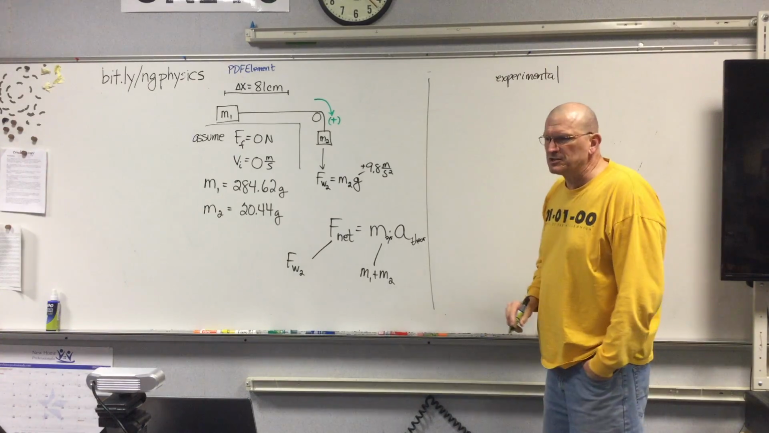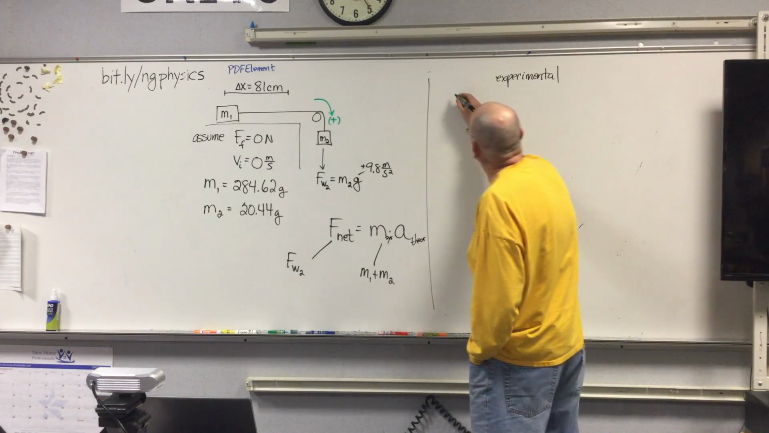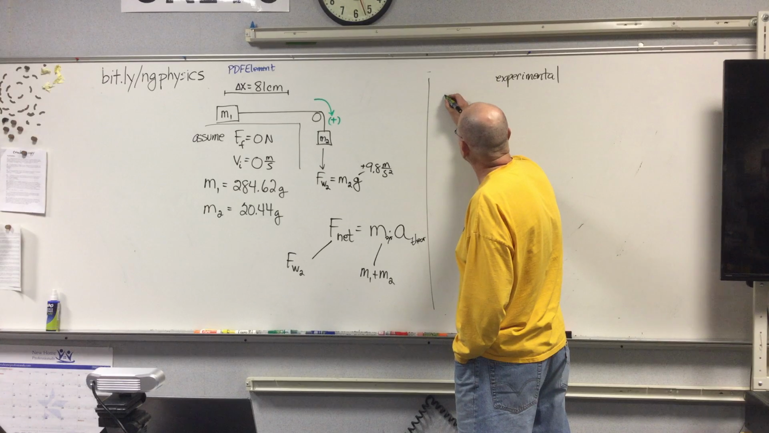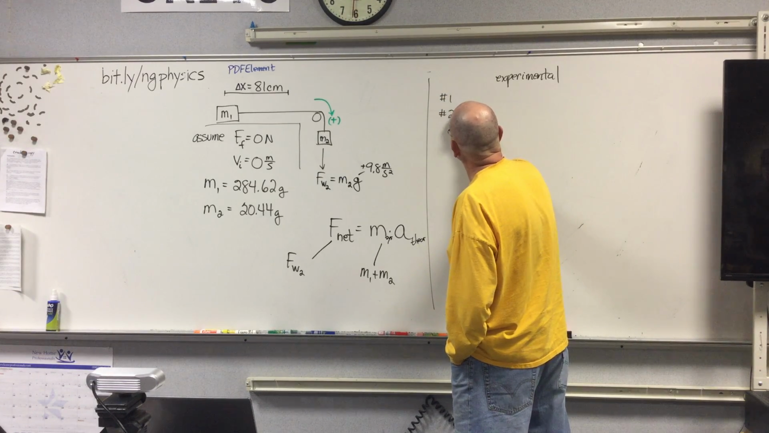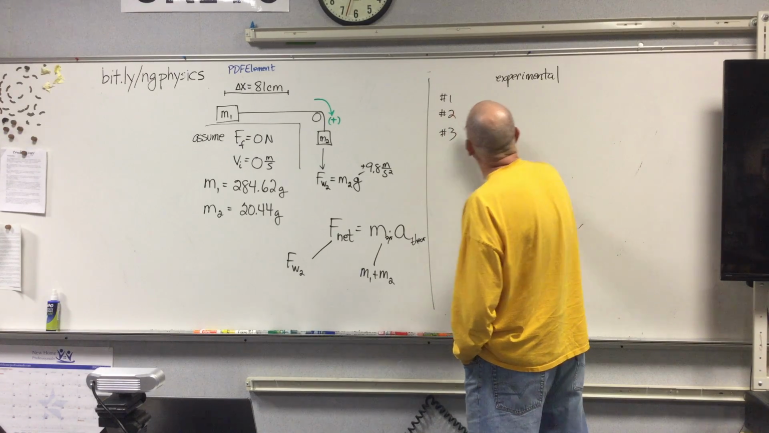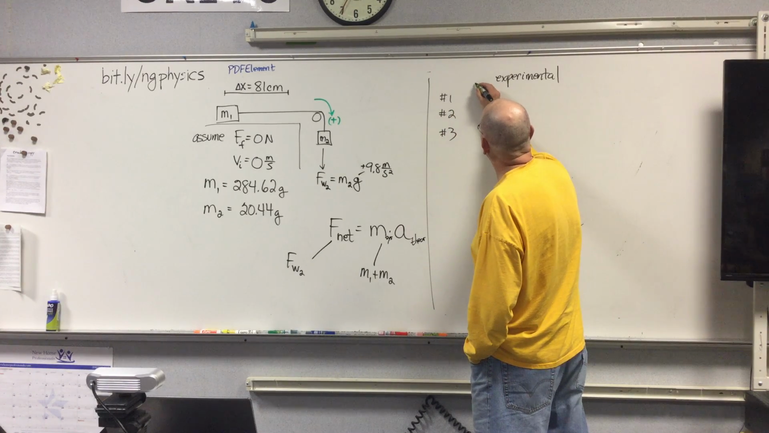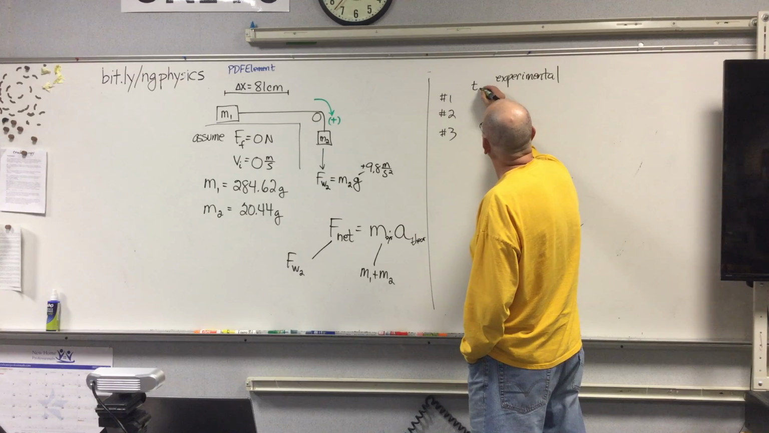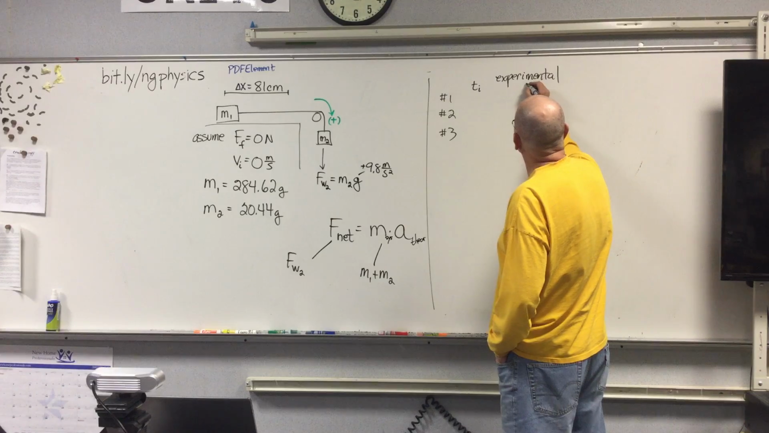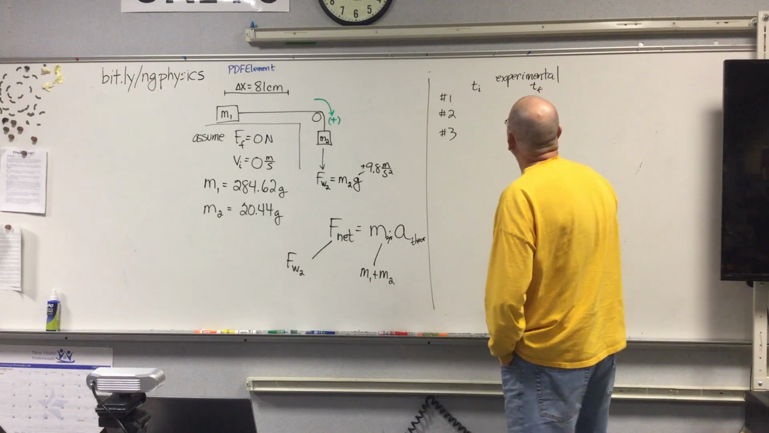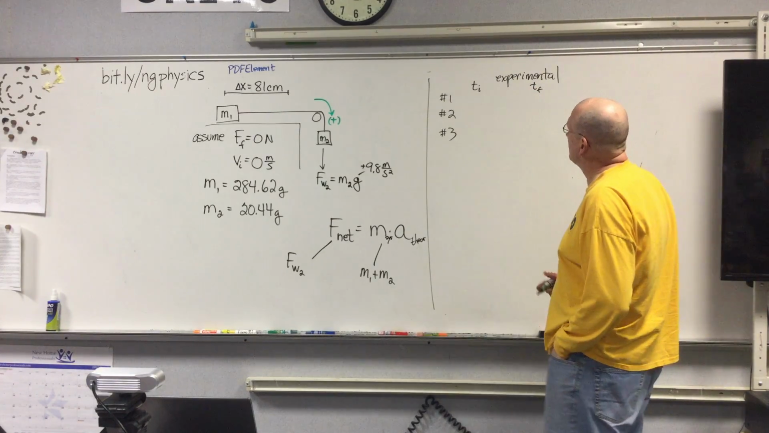On the experimental side, what we did was we had 3 trials, and I'll call them number 1, number 2, number 3, and what we measured was a T initial, which was like the start time, and the T final, which was the end time.